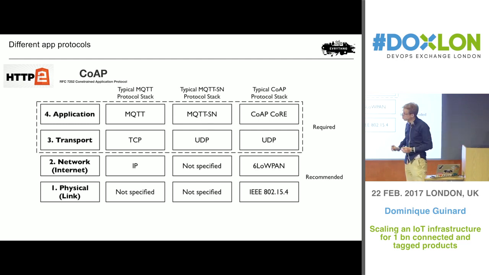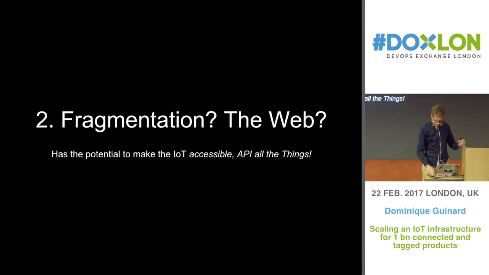HTTP2 actually borrows a number of things from CoAP, such as the binary transmission and so on. So HTTP2, for instance, is a protocol that will be much more suitable for IoT devices. So the reality is you will have several of these different protocols that you have to deal with when you deploy an IoT project. But there is an answer, and that answer is the web.